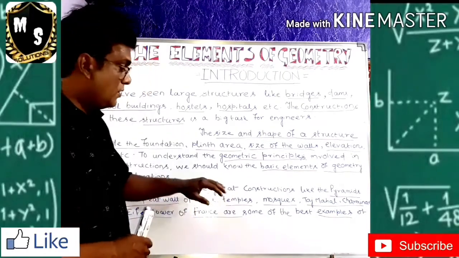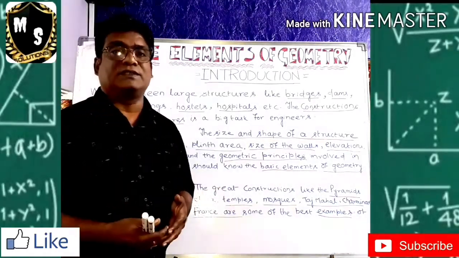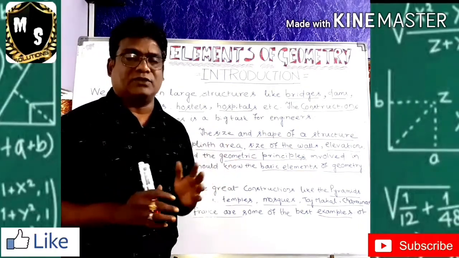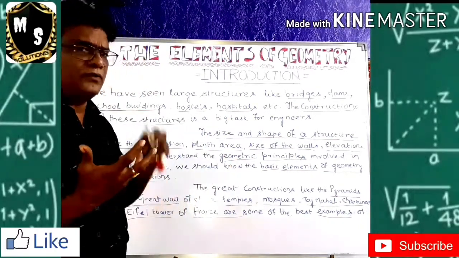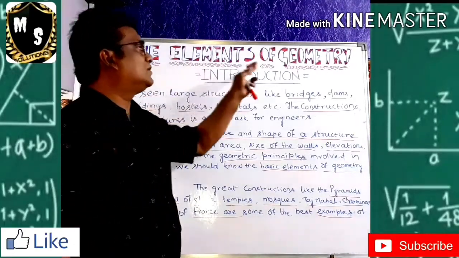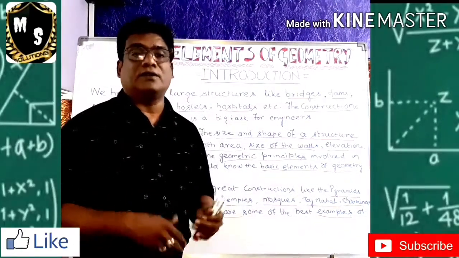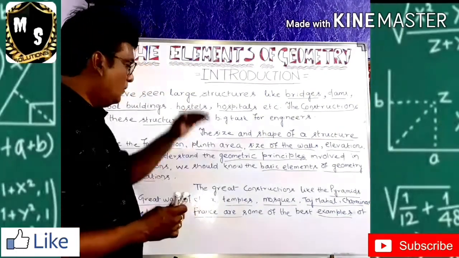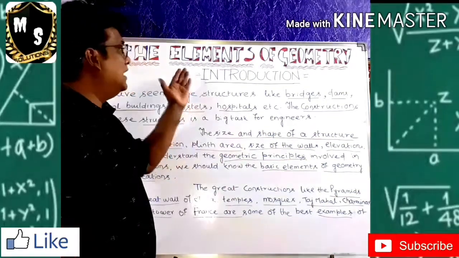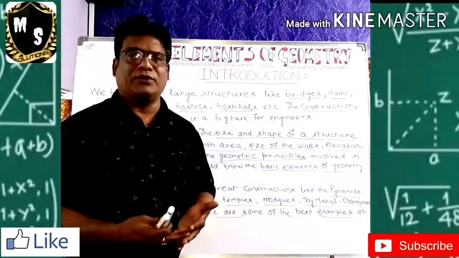And right now we can observe those things. They are not going to collapse even after several years. This type of thing leads to the application of geometry in our constructions. I hope you understood this introduction part. So what is the introduction today? The elements of geometry.